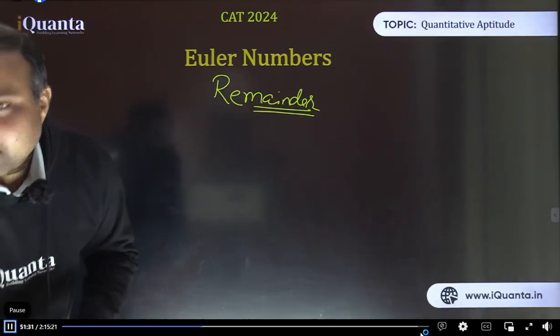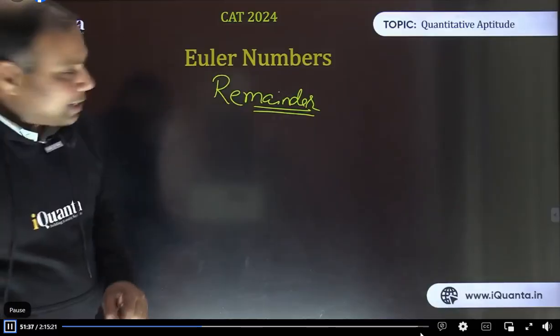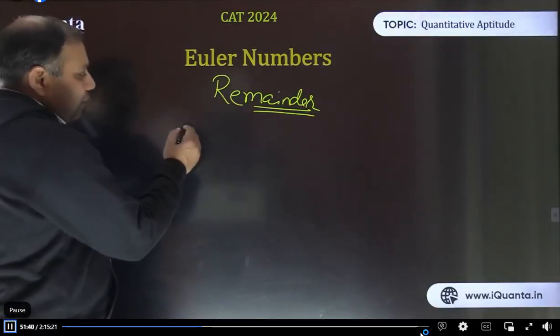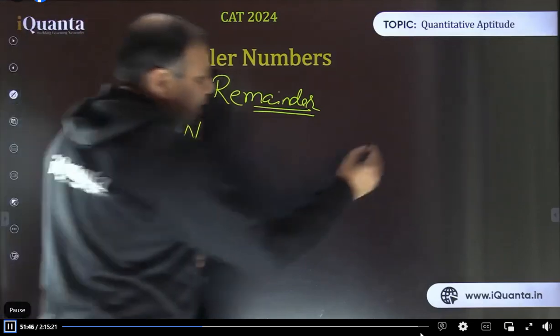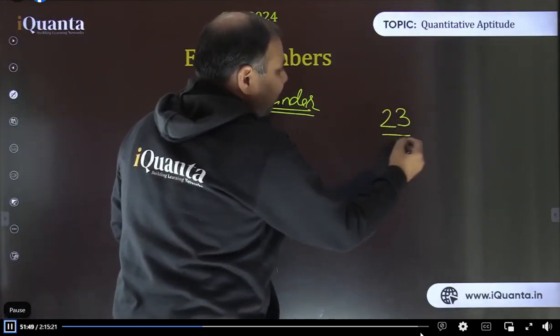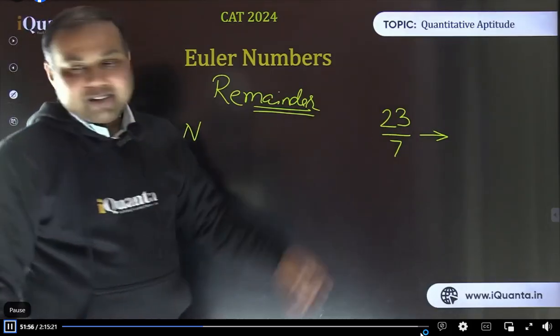Yes, Snehadeep, the method which we just discussed can be extended for all prime numbers. Anyway, come back here now. Don't get distracted. What is the meaning of remainder? All of you know. If I divide any number by any divisor, let me take an example: if I divide 23 by 7, what will be the remainder?